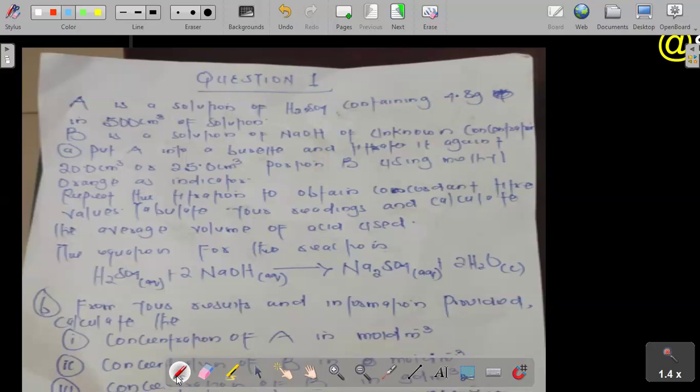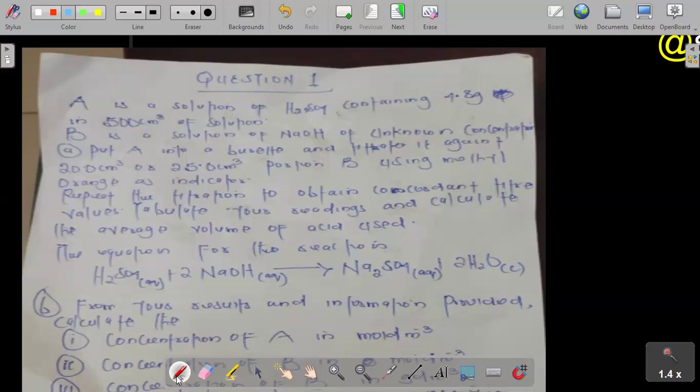Question A now: put A into a burette and titrate it against 20.0 or 25.0 cm cube portion of B using methyl orange as indicator. Repeat the titration to obtain a concordant titer value. Tabulate your readings and calculate the average volume of acid used. Now, if you can do your titration correctly and calculate the average volume of acid used, you automatically have 10 marks. Okay?